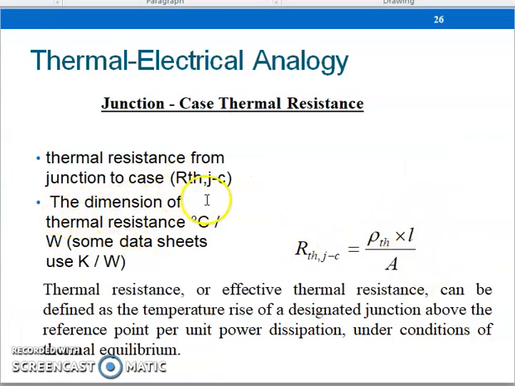So the dimension of thermal resistance will be indicated as degrees C per watt. Some datasheets represent it as Kelvin per watt. Both are the same. The thermal resistance, or effective thermal resistance, can be defined as the temperature rise of a designated junction above the reference point per unit power dissipation under conditions of thermal equilibrium.